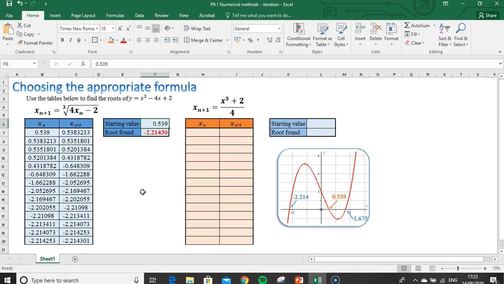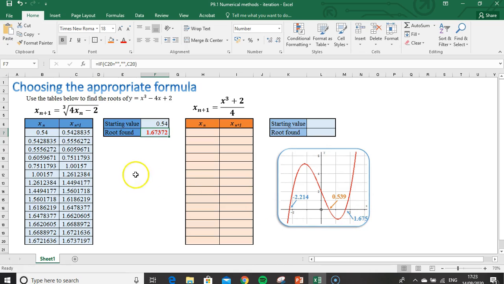Let's go just a little bit above the root. So let's go 0.54 and see what happens there, and you can probably guess what's going to happen. Look at that, lo and behold, it's completely ignored this root again, and it's jumped now to our 1.675 value. So whatever values we use, and we could play around with this all day, no matter how close we get to our actual root, this formula is not going to find it.